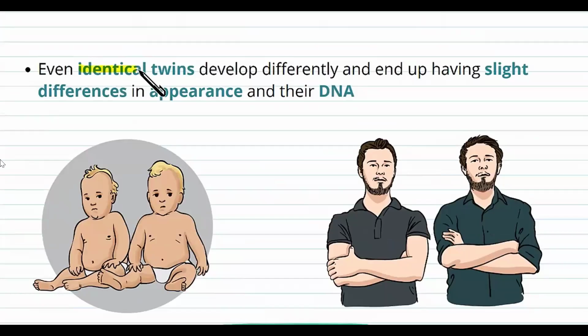Even when we have the situation of identical twins, even though they start off with the same cloned DNA, they develop differently in the womb from each other, and they end up having very slight but very clear differences in appearance and their DNA. So even two identical twins through their life can develop pretty major differences.